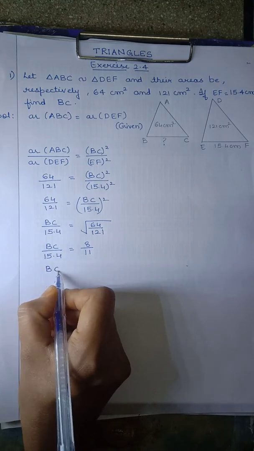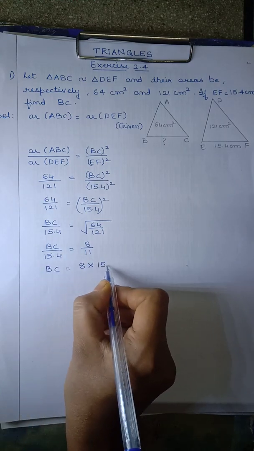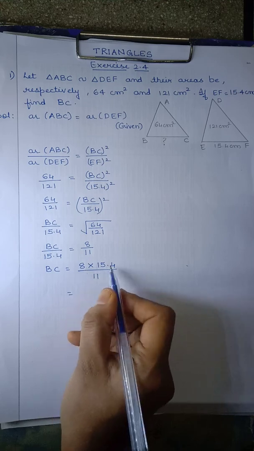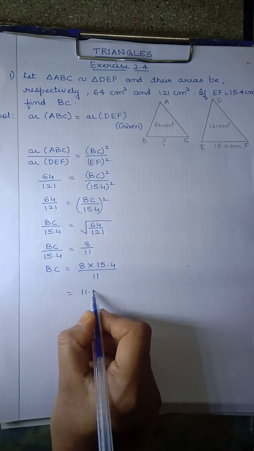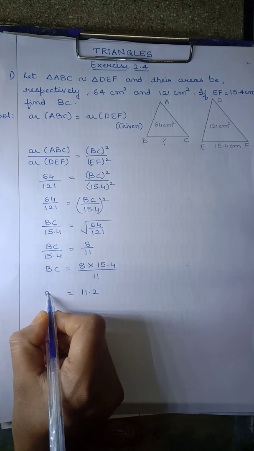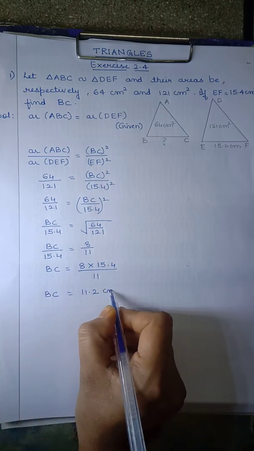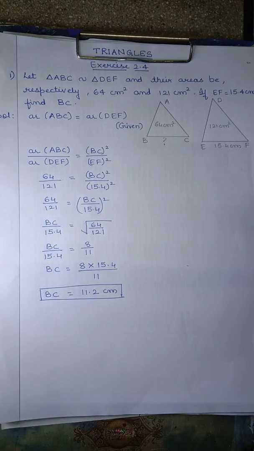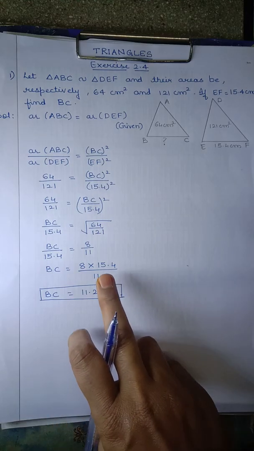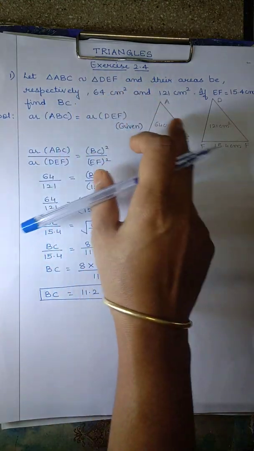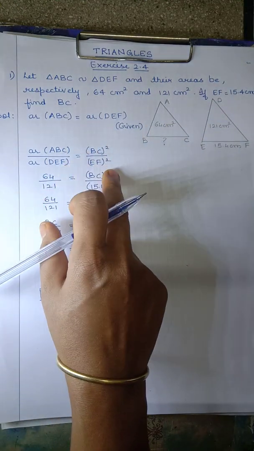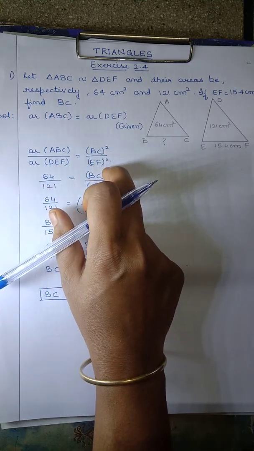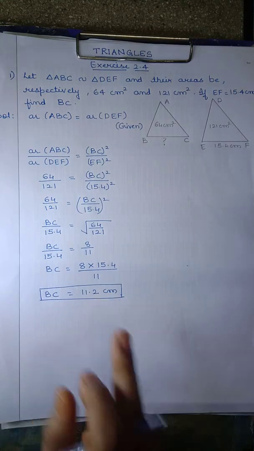So now BC will be equal to 8 into 15.4 upon 11. Yes. Now if you simplify this, 15.4 divided by 11 is 1.4, and 8 times 1.4 gives you 11.2. Okay. So the length of the side BC is equal to 11.2 centimeters. So in this way you have to find the unknown side. When the ratio of the areas of two triangles is given, use the theorem we have learned: the ratio of the areas of two similar triangles is equal to the ratio of the squares of their corresponding sides, and find the unknown side.